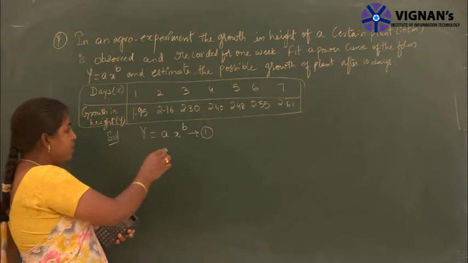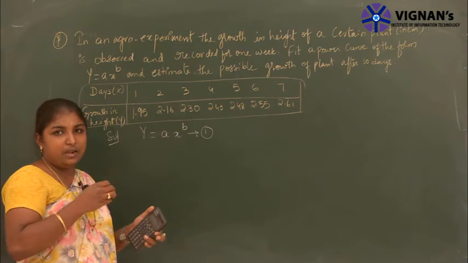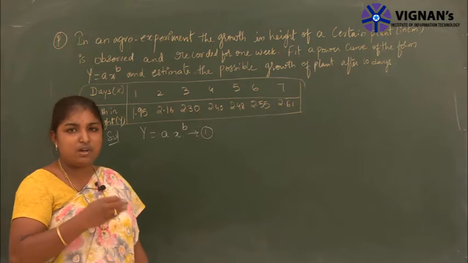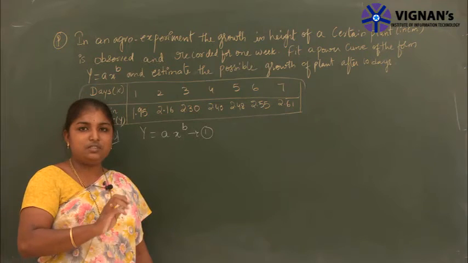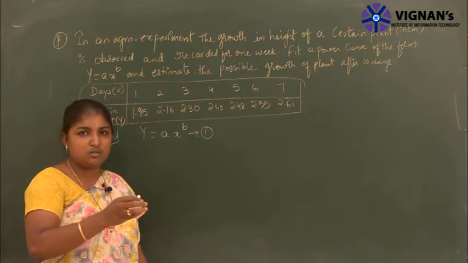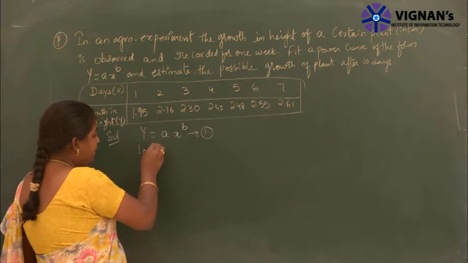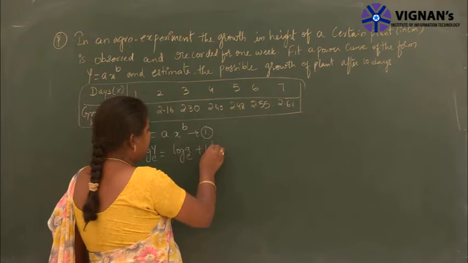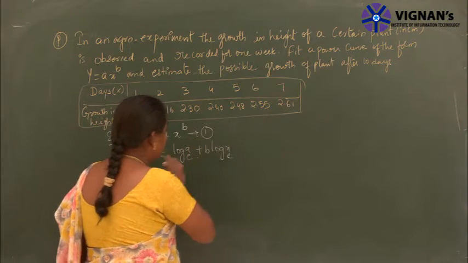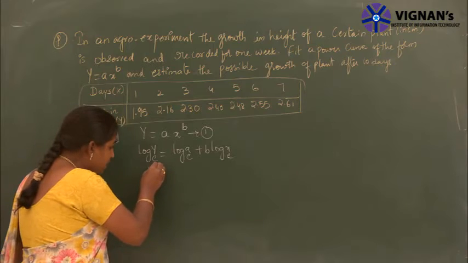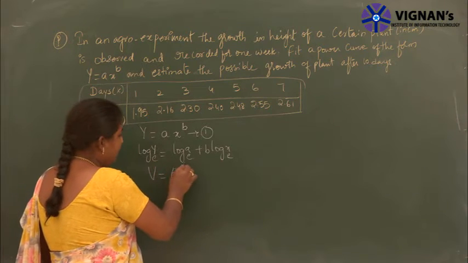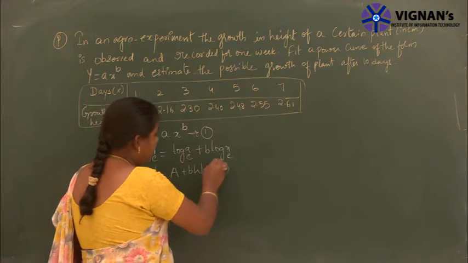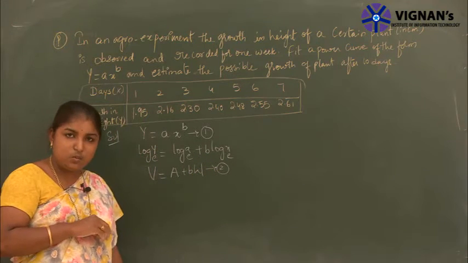So now we want to find out small a and small b. Directly we cannot find out small a and small b. So we are changing this power curve into a straight line. For this, taking log base e on both sides. Right? Log y base e is equal to log a base e plus b into log x base e. This can also be written as v is equal to a plus b w. Now let this be equation 2, the straight line equation.